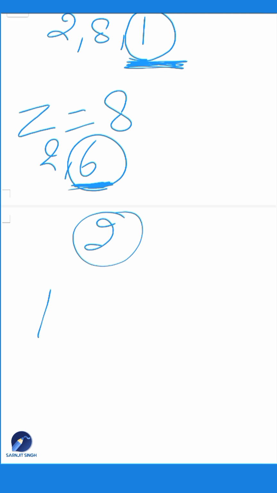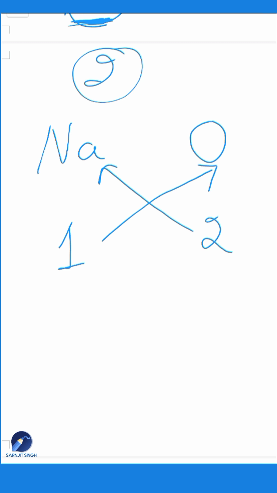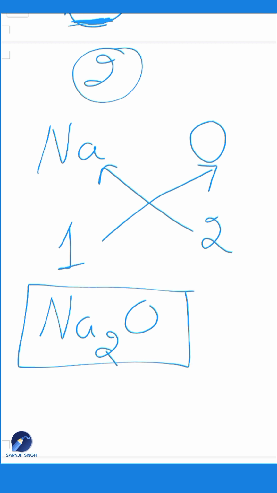Now write the symbols for sodium and oxygen to find the formula of sodium oxide. Sodium has valency 1, write the valency here, and the valency of oxygen here. Now cross these valencies: the valency of oxygen goes to sodium and 1 goes to oxygen, and you will get the formula Na2O. This is the formula for sodium oxide. In this way we can easily find the formulas of different types of compounds. So this is the first part, sodium oxide.